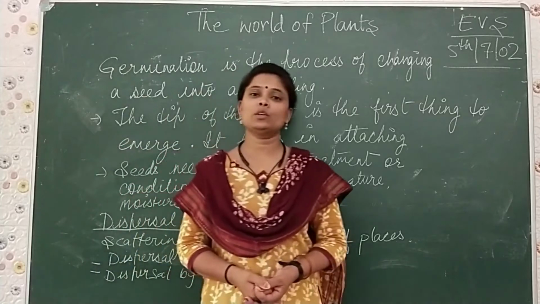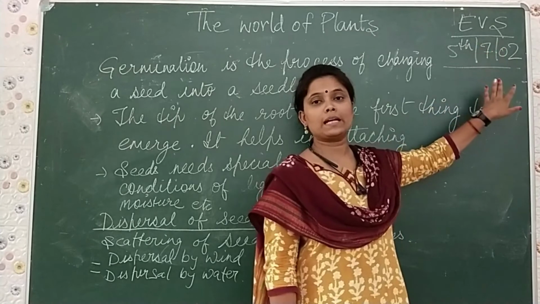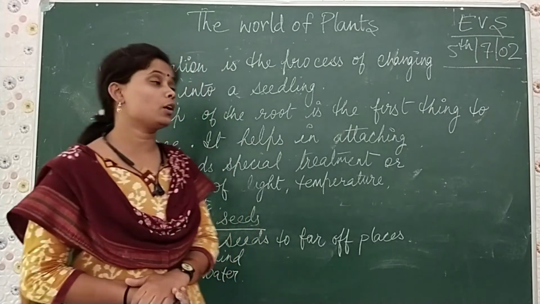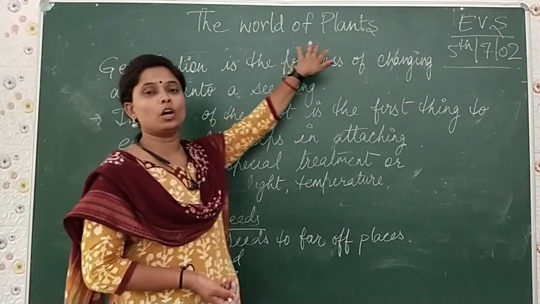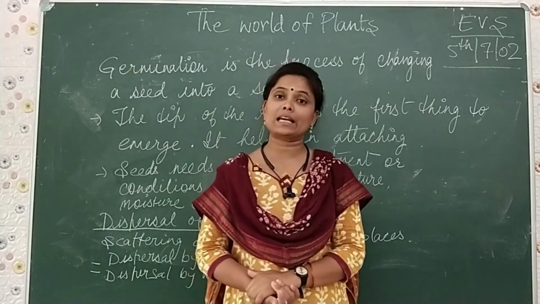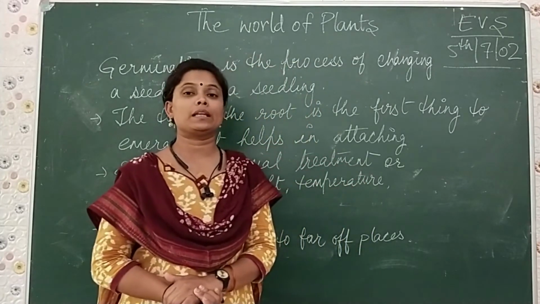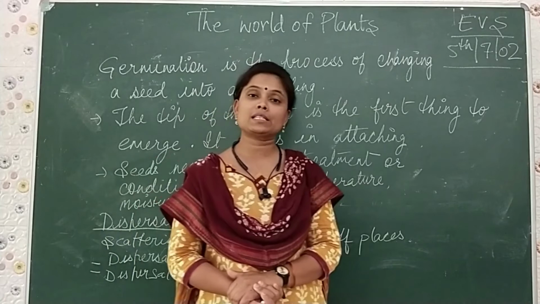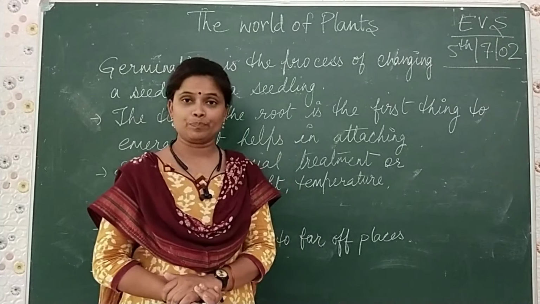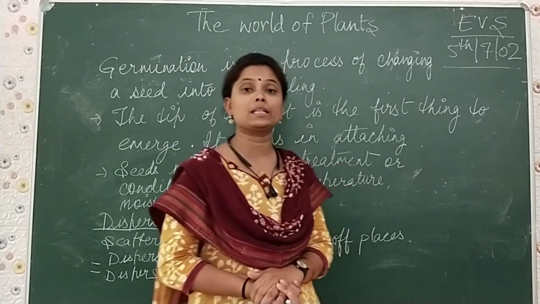Hello kids. So in today's session we are going to learn EVS Standard 5th Chapter 7, and this is our second session of the chapter The World of Plants. We have already studied about the plants and their types. For example, there are seeds which are monocots, and there are seeds which are known as dicots. Some plants are small in size and some are big in size.